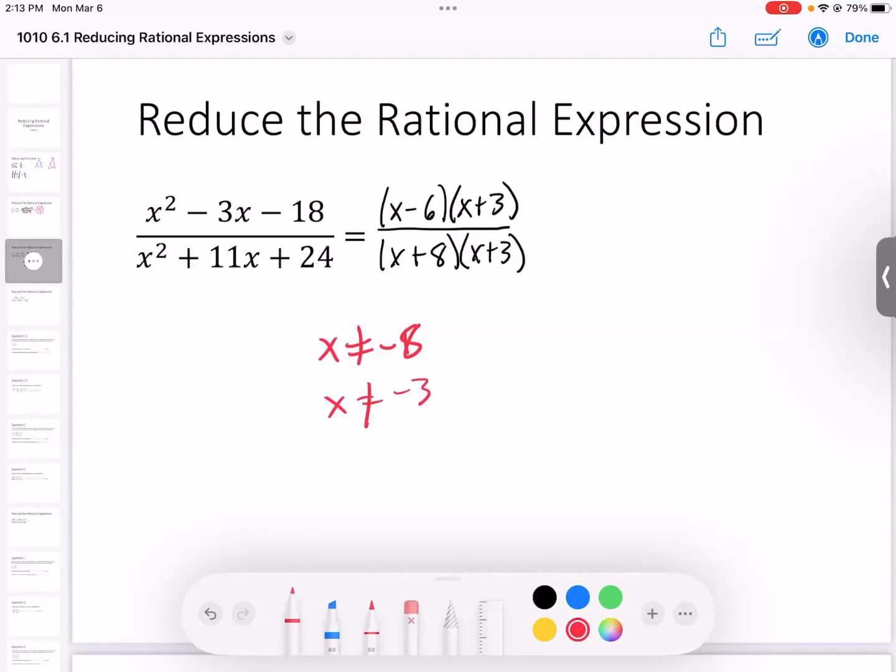Okay, so now that we found our domain restrictions, we can simplify the expression by canceling out the common factors, because x plus 3 divided by x plus 3 would cancel out to 1. And this means that our simplified expression would be x minus 6 over x plus 8. And that's fully simplified. You can't simplify that any further. And so that would be the simplified or reduced version of this rational expression. Any questions on that?